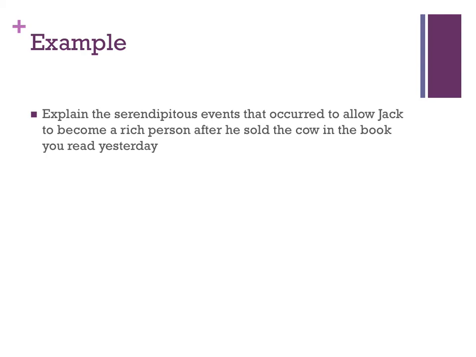So there is a fairy tale story where a young boy called Jack bought some magic beans after he sold his cow. He planted the beans and it grew into a giant beanstalk. He climbed up it, stole some stuff from a giant and became rich. So the question here is just asking the student to explain the series of events, except it's using some weird wording. So the teacher's thinking, I can be a bit clever here, or I can teach the students a new word while they're doing their test. So instead of explaining the events that occurred to allow Jack to become a rich person, it says explain the serendipitous events, which is sort of a fortunate accident that occurred to allow Jack to become rich.